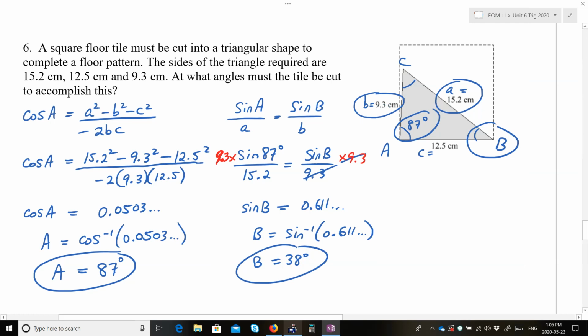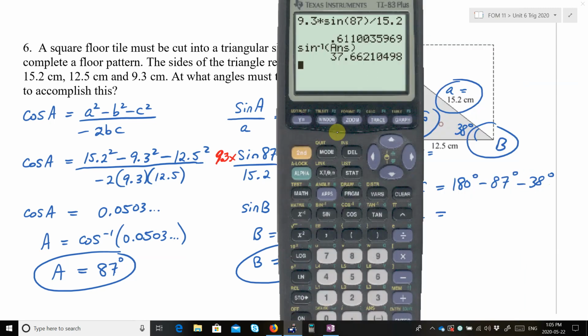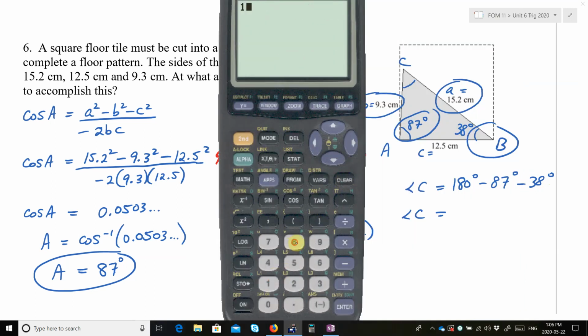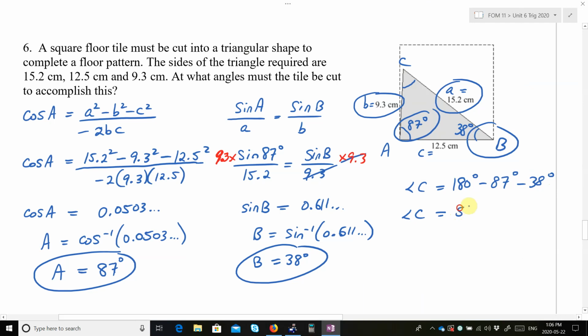Okay, so we went from cosine law to sine law, and we now know that this is 38 degrees. And the way to get angle C, guys, is we can use the property that angles in a triangle add to 180. And we know two of the three angles. So you would just go 180 minus 87 minus 38. And so angle C is equal to 180 minus 87 minus 38. 55 degrees.